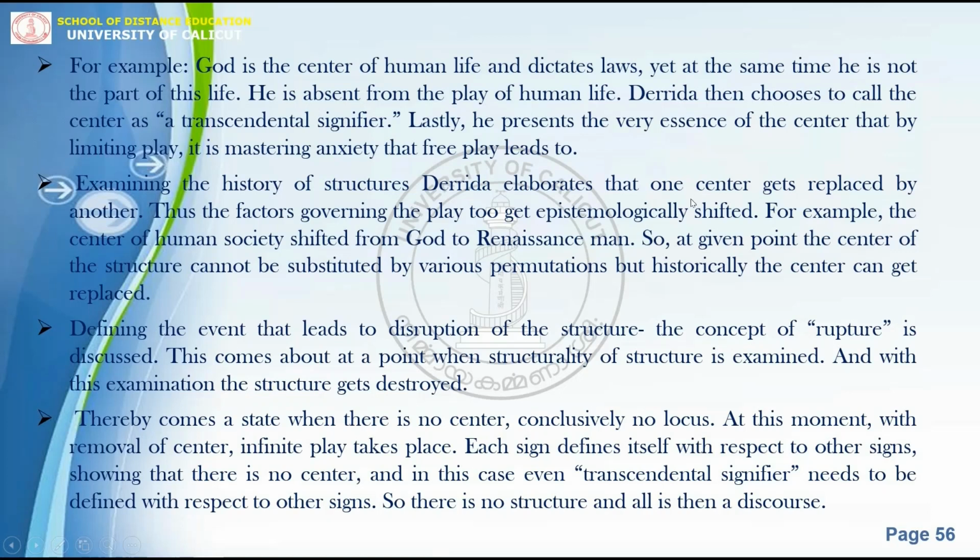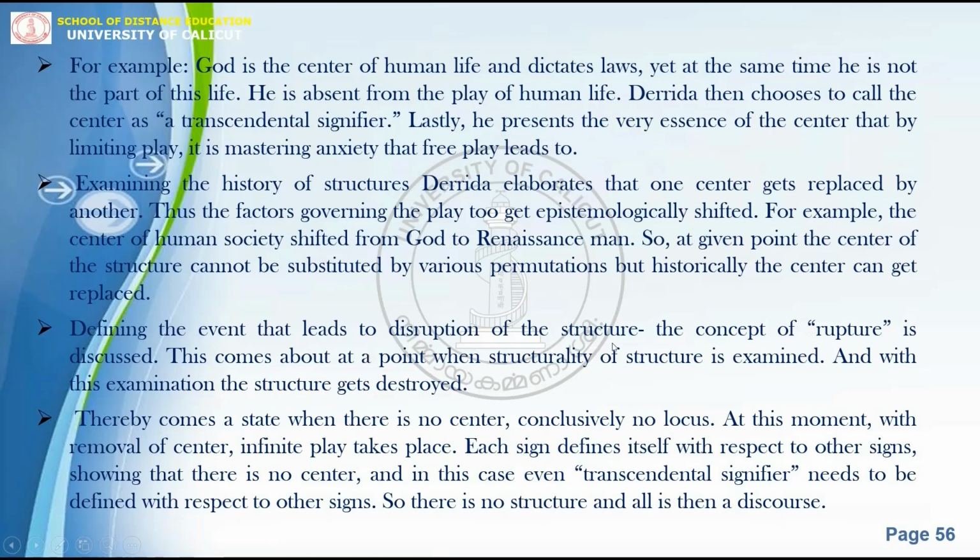When you are examining the history of structure, Derrida elaborates that one center gets replaced by another, and the factor governing the play too gets epistemologically shifted. For example, the center of human society shifted from God to Renaissance man, so that at a given point the center of the structure cannot be substituted by various permutations, but historically the center can get replaced.